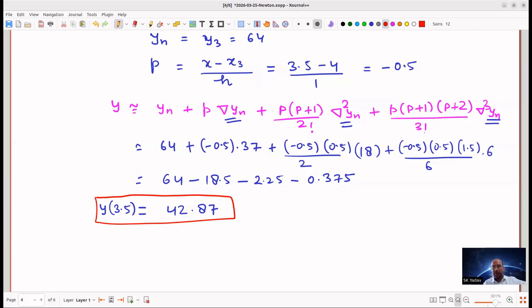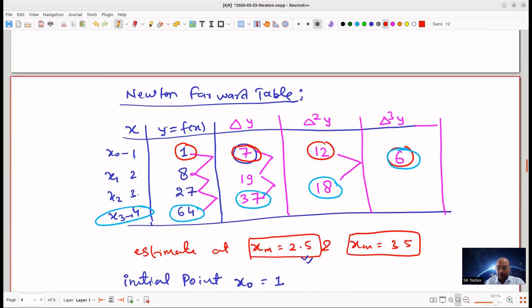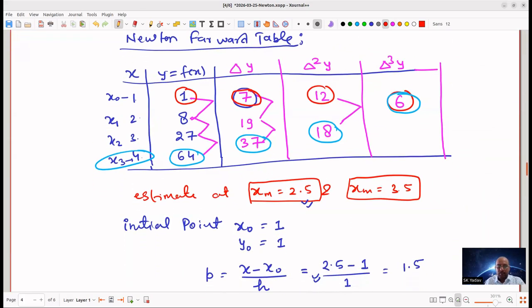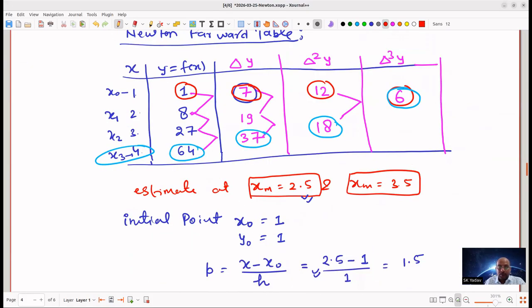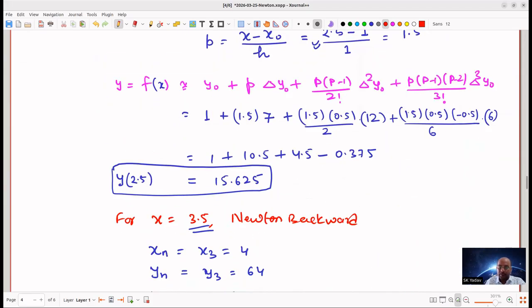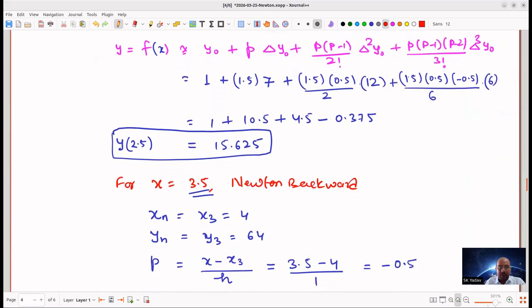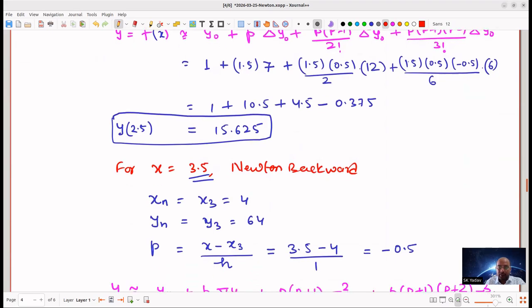Now, a very interesting point is why we are using backward and forward formulas to estimate the values at intermediate points. This is because if I use the forward formula, the computation will be easier if the value is nearby the beginning, and I use the backward formula if the value is at the end of the data points, and it will save computation time.